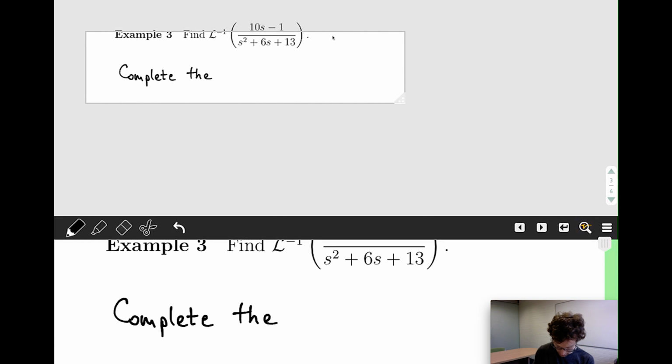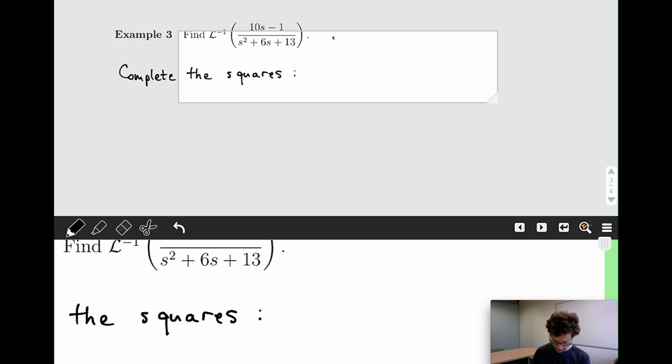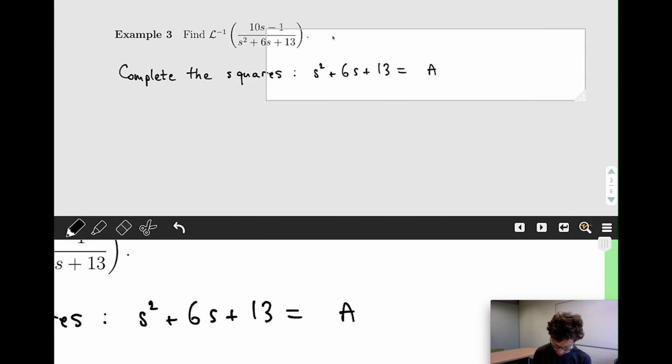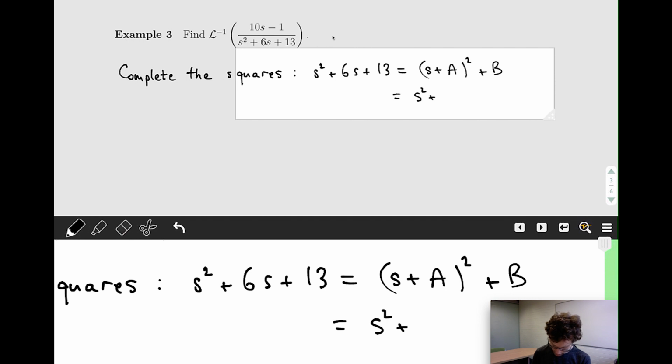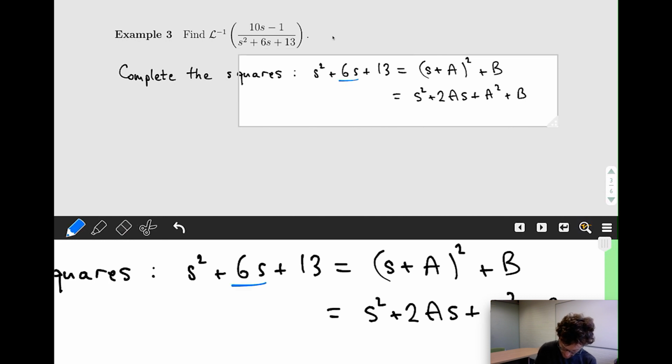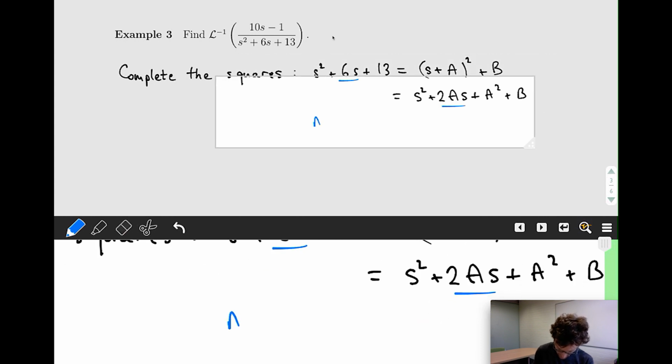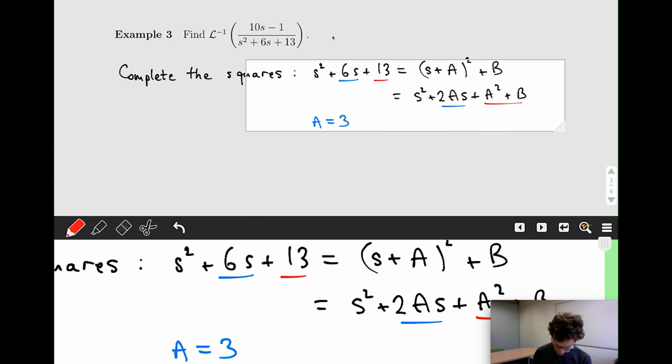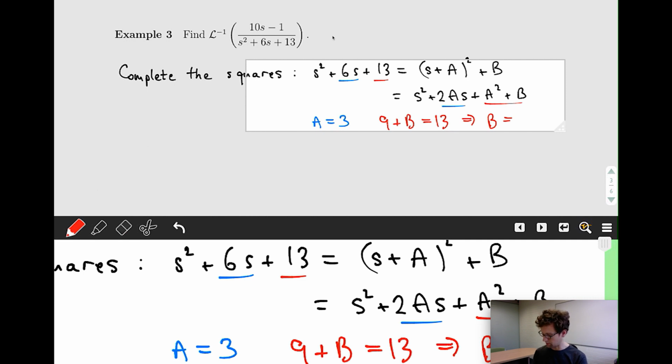So you may have learned how to complete the squares of a function in high school, and your method might be slightly different from mine, but they all end up with the same answer, so that's all good. So we've got s squared plus 6s plus 13 is equal to some s plus a all squared plus b, so I have to figure out what a and b are. So that will be s squared plus 2as plus a squared plus b. So just by comparing the corresponding terms here, you see that I get 6s is equal to 2a, so that implies that a is equal to 3. And I've got that a squared plus b is equal to 13, which gives me that 9 plus b is equal to 13, which gives me b is equal to 4.